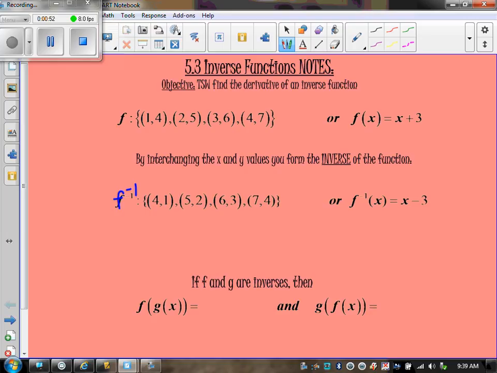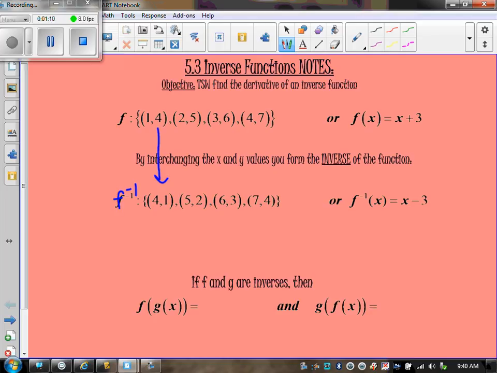So if your first point on the original is at (1, 4), then you know you have a point on the inverse at (4, 1). And then if your next point is (2, 5), you have a point on the inverse at (5, 2). Okay, and so on. So you can simply find the inverse or points on the inverse by switching the x's and y's.